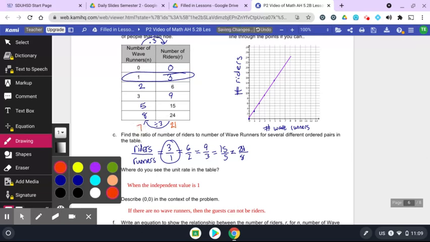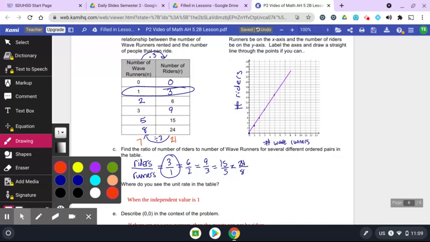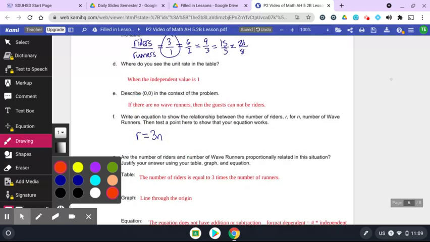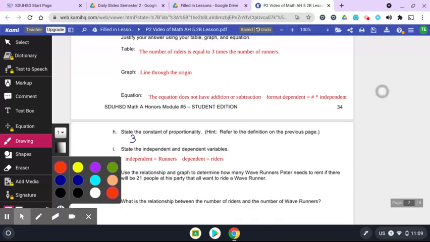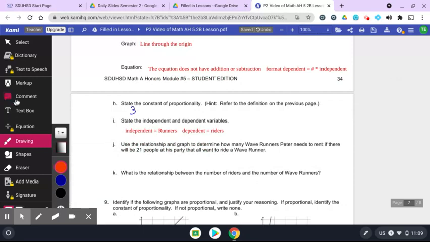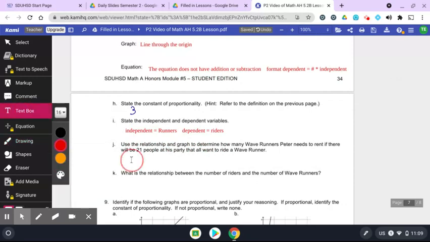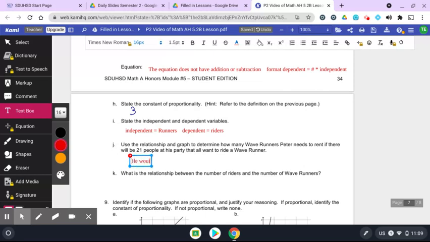Or I can look for 21 on my graph. 21, 21, 21, it's right there. I look down and it correlates to 7. So I can see it on my graph or I can see it on my table. He would have to rent 7 runners.